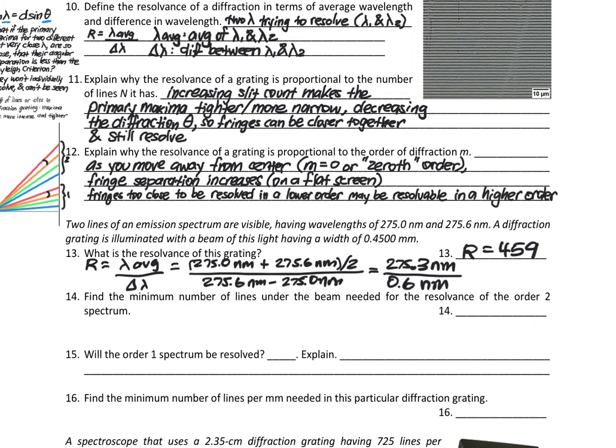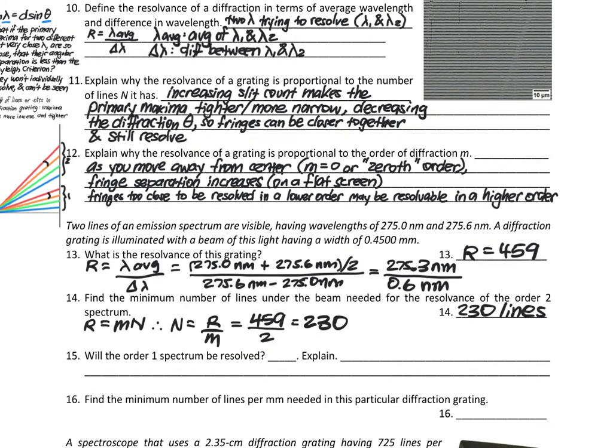So number 14, the minimum number of lines under the beam to resolve the order 2 spectrum. We already have the resolvance from number 13, that's 459. And so we're going to say resolvance is NM, where M, the order, is 2, and we're going to solve for N. So 14 says minimum number of lines under the beam to resolve the second order spectrum, and you're going to need 230 lines under the beam in order to resolve the second order spectrum.